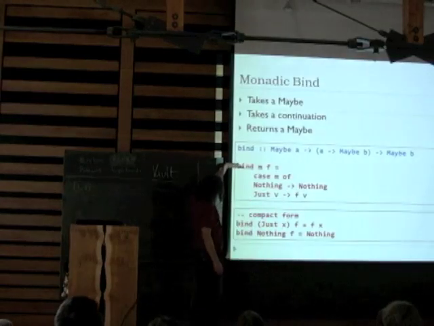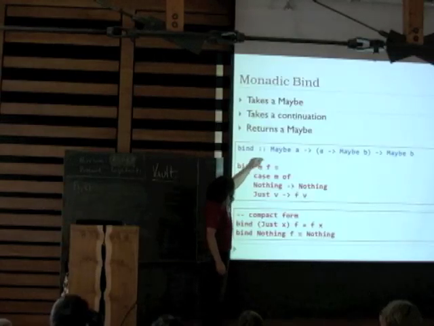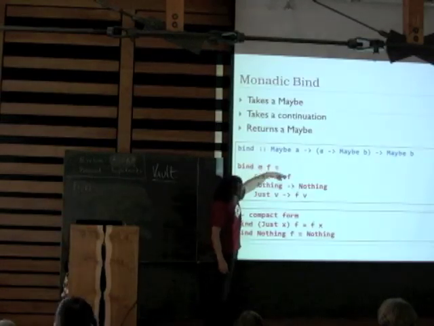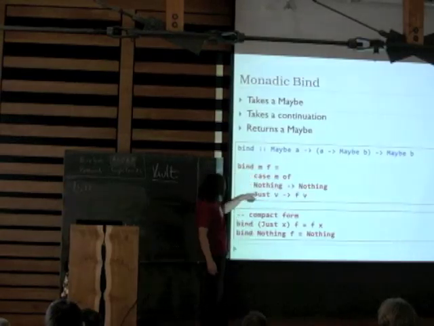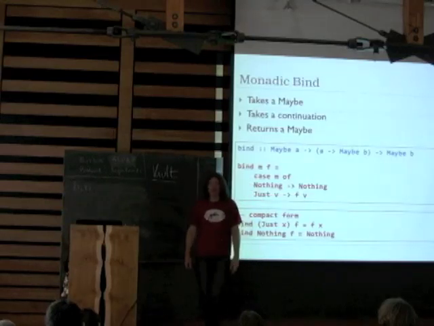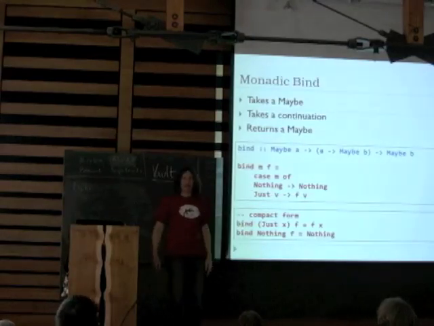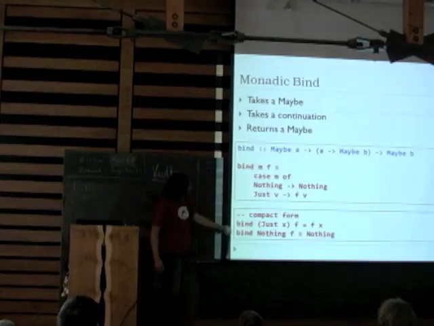So here's the definition of my bind function. M is the maybe, F is the continuation. Case M of. If M is nothing, then return nothing. If it's just V, then call my continuation with V. Done. There's a compact form of this.